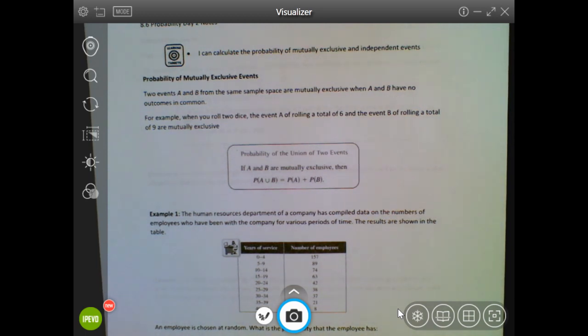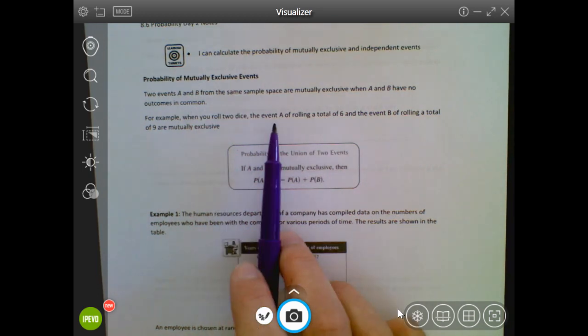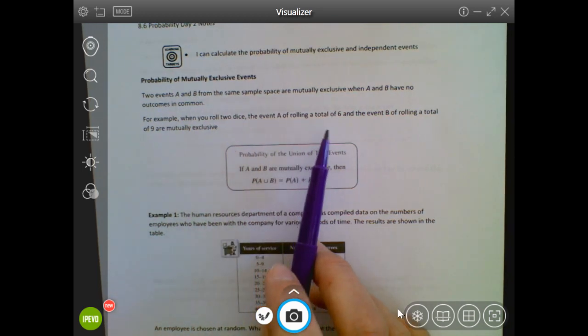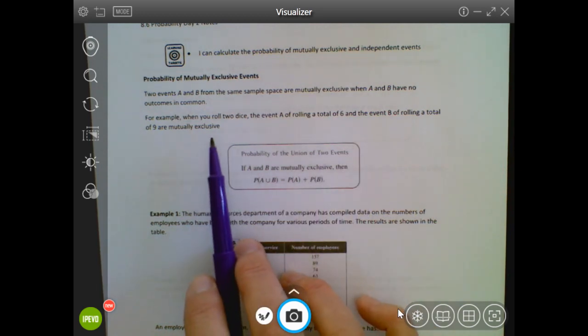And we can say that two events, A and B, from the same sample space are mutually exclusive when A and B have no outcomes in common. Meaning, like if you were to roll two dice, the event A of rolling a total of 6 and a separate event B of rolling a total of 9 are mutually exclusive.